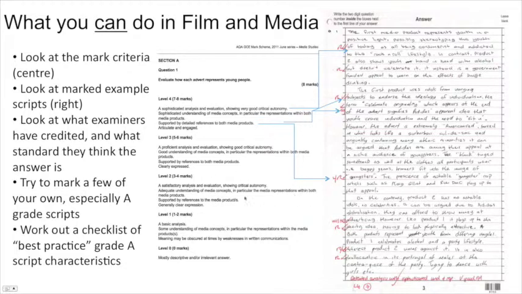Just check before you think you know what's going on by marking a few of your own. Mark some of the scripts, don't look at the result below, and see if you can work out what the examiners would have given it. And if you're right, then you know that you're marking at the same grade as them. If you do this with A grade scripts especially, then you'll have lots and lots of good practice. And from there, you can work out a checklist of the best practice. So you can look at A grade characteristics and think they must include examples, they must include extended examples, they must be analysed examples, and they must be, for instance, related to wider contexts.